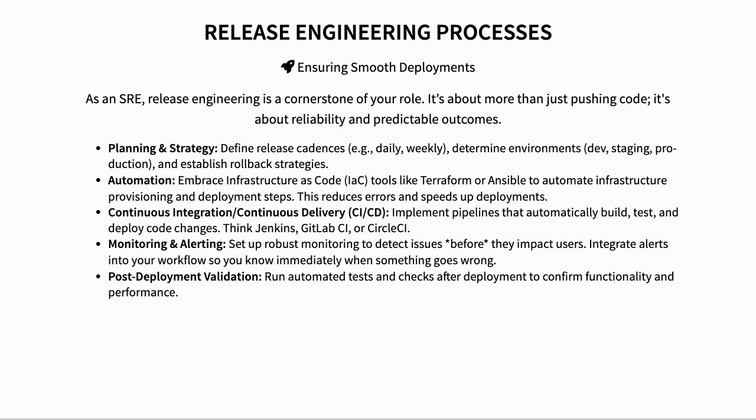Then comes automation. Tools like Terraform or Ansible help us set up and deploy infrastructure consistently. CI/CD pipelines are key to automating the build, test, and deployment process. It drastically reduces manual errors. Don't forget monitoring and alerting. We need to know immediately if anything's amiss after a release. Finally, always validate your deployments with automated tests, just to be extra sure everything is working as it should.